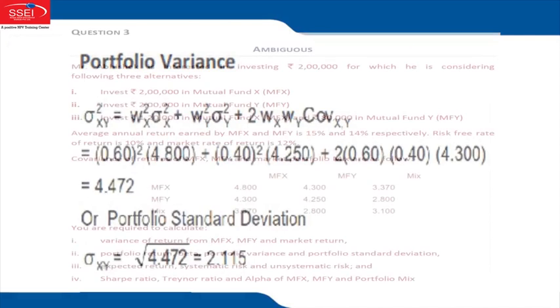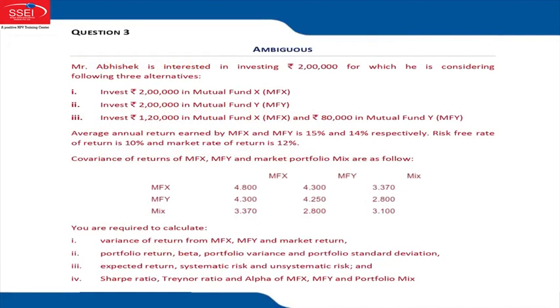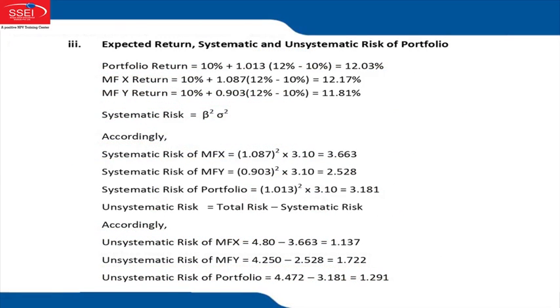Okay, let's go back to the question. If we come back to the question, they're asking us to compute the Sharpe ratio, Treynor ratio and alpha for X, Y and, third question, expected return, systematic risk and unsystematic risk. Expected return over here means required return because the expected return was already given, 15 and 14. So they're asking the required return as per CAPM, that is RF plus RM minus RF into beta, all the figures you have. Systematic risk is beta square into variance of market. And unsystematic is total risk minus systematic risk.